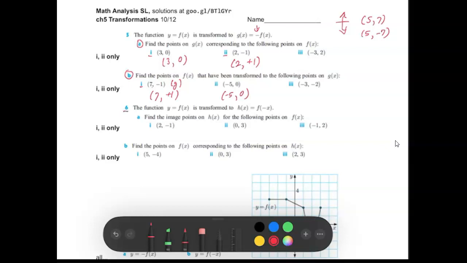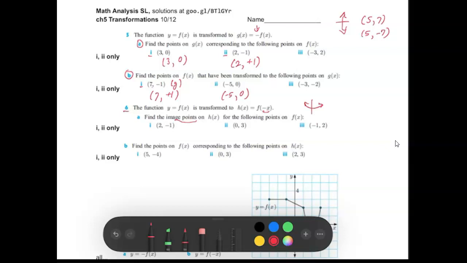Okay, so number 6, the function y equals f of x is transformed to h of x equals f of negative x. So this would be a horizontal reflection over the y-axis, right? So then it says find the image points on h of x for the following points on f of x. So basically what they want, the image is the reflection after it already occurs, or the transformed point.